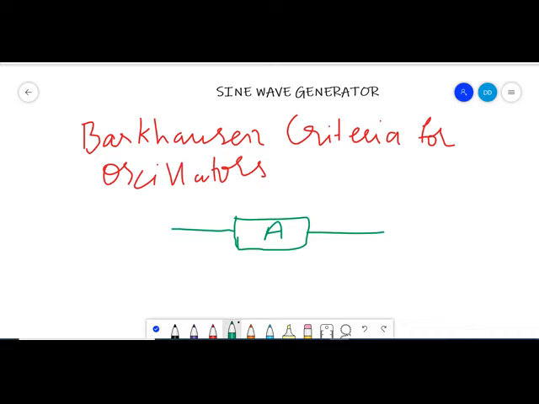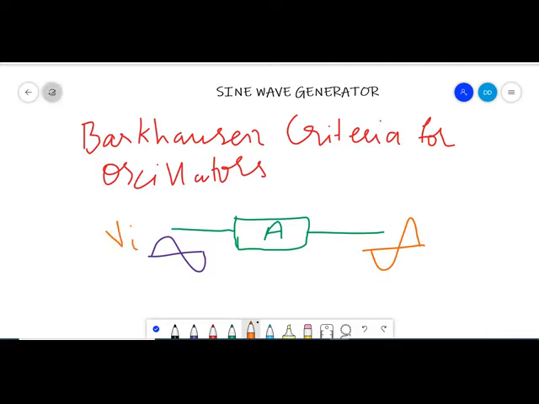Suppose we have an amplifier with gain A. This amplifier is the inverting amplifier. So if the input is applied here, at the output we get a 180 degree phase shift. For an oscillator, we need to have a positive feedback. That is, the voltage which we take from the output and give it back as feedback should be in phase with the input, which is Vi.